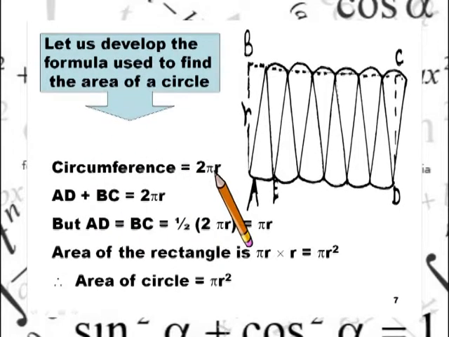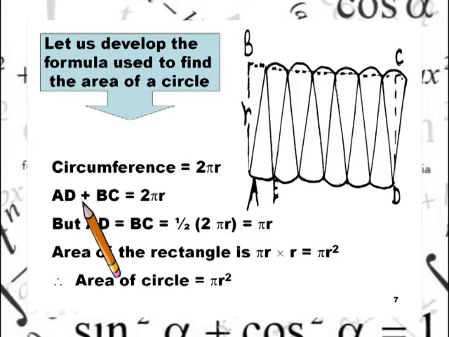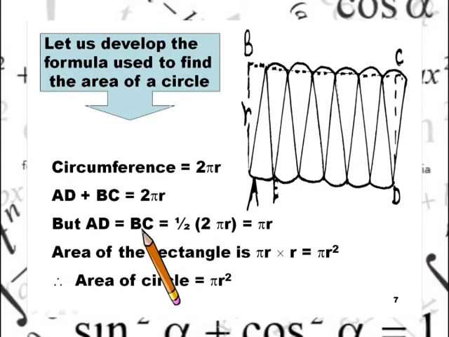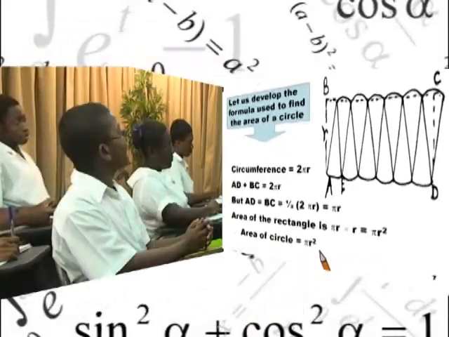Circumference equals 2 pi r. AD plus BC equals 2 pi r. But AD equals BC, equals half 2 pi r, which is equal to pi r. Area of rectangle is pi r by r, and that is equal to pi r squared. Therefore, area of circle equals pi r squared.